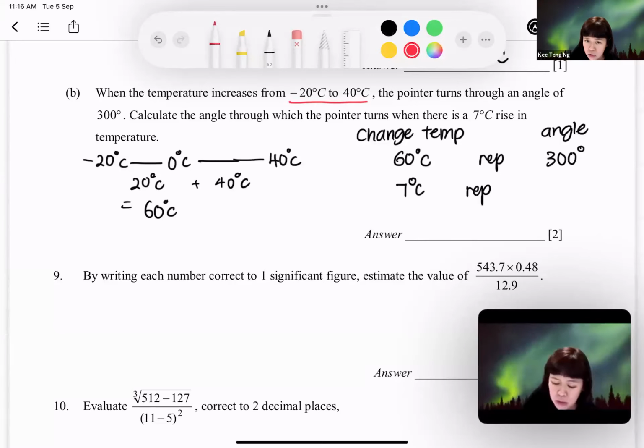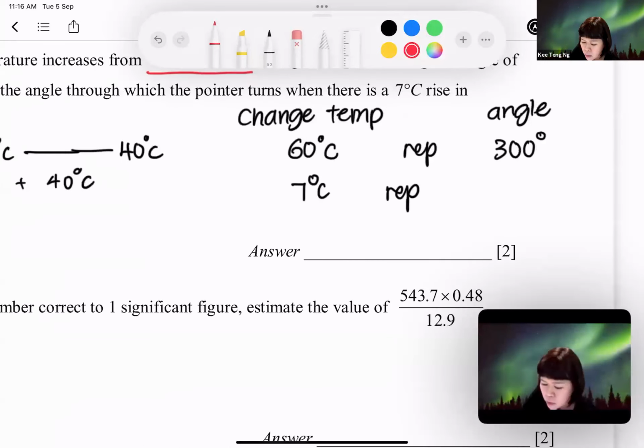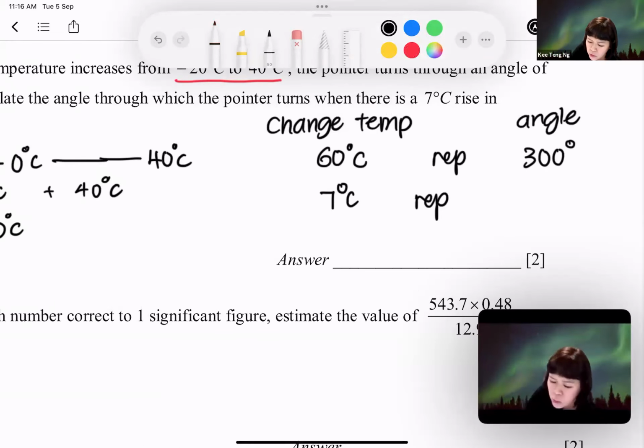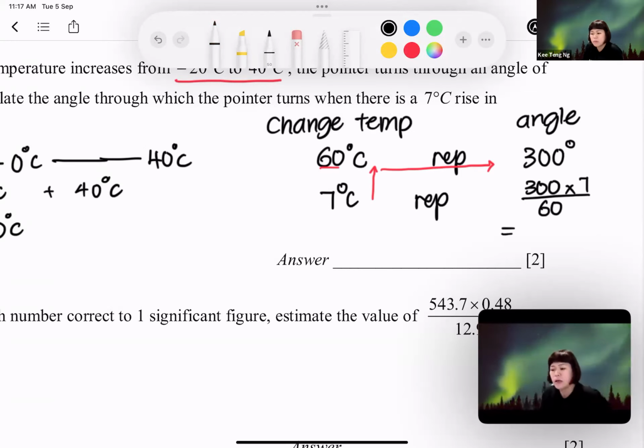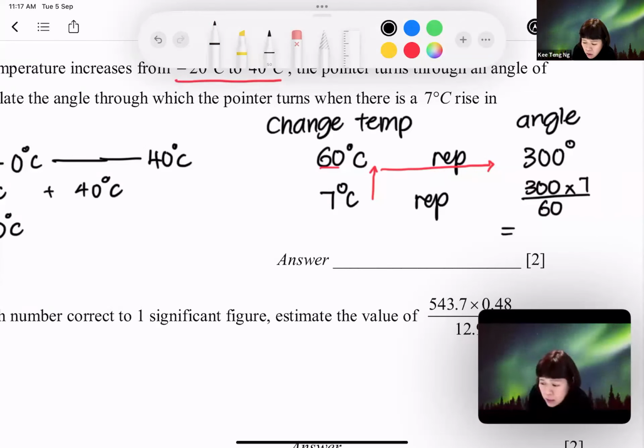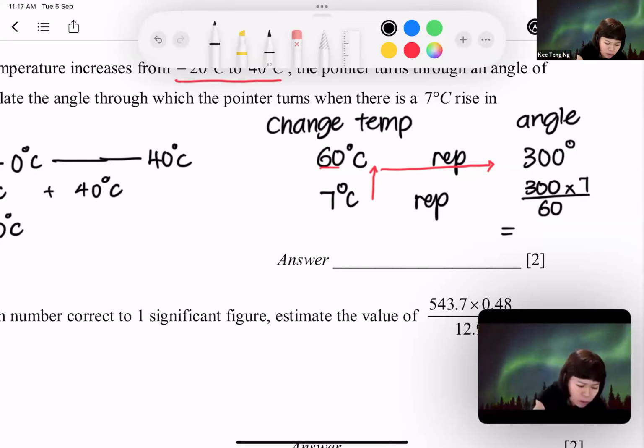How do I work out this solution? Anyone remember the working? You take 300, you divide by 60, then you want 7 degrees, right? You multiply by 7. Alternatively, some students can also do 7 divided by 60 times 300. Also can, no problem. So please calculate this answer. Maybe I ask Keon, can you calculate this answer for me? What number do you get?